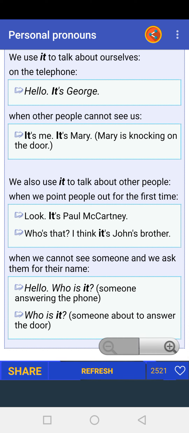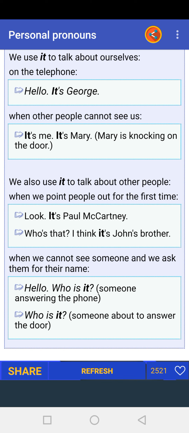We also use it to talk about other people when we point people out for the first time. For example, look, it's Paul McCartney. It is used here because we point out this person for the first time. Who's that? I think it's John's brother.